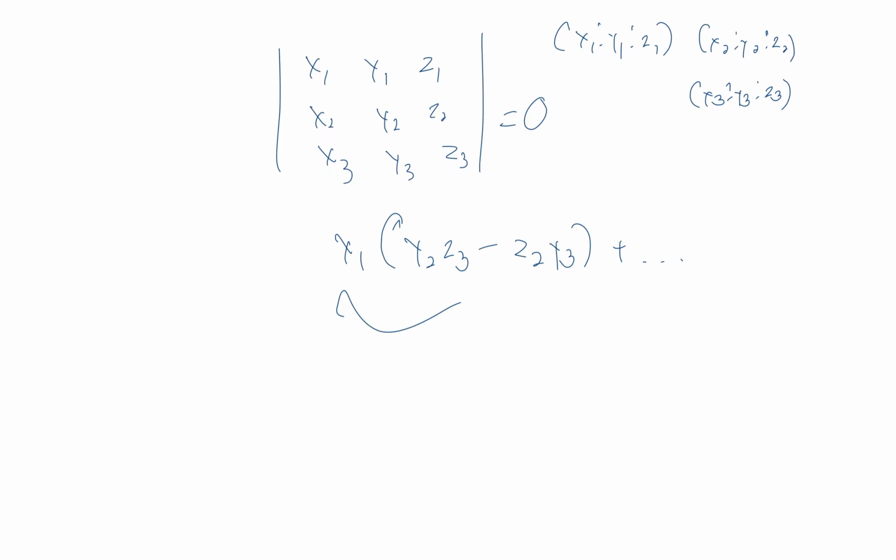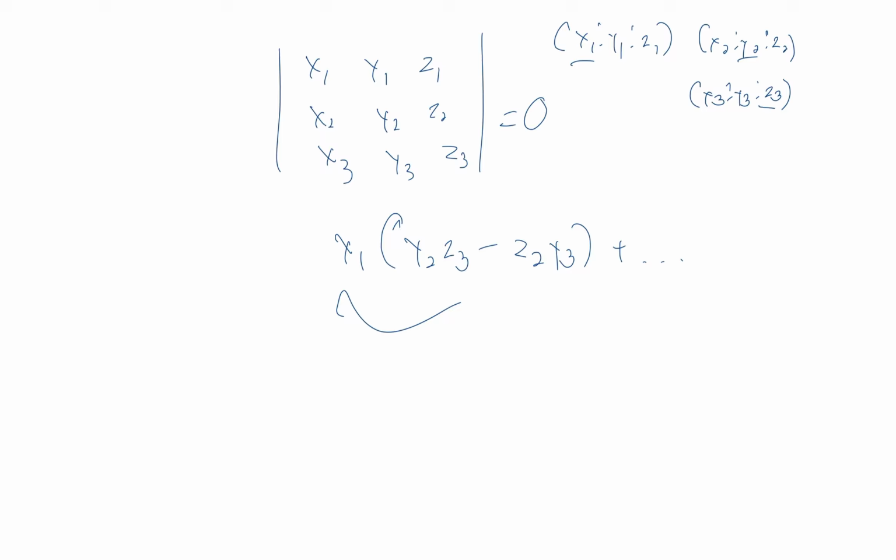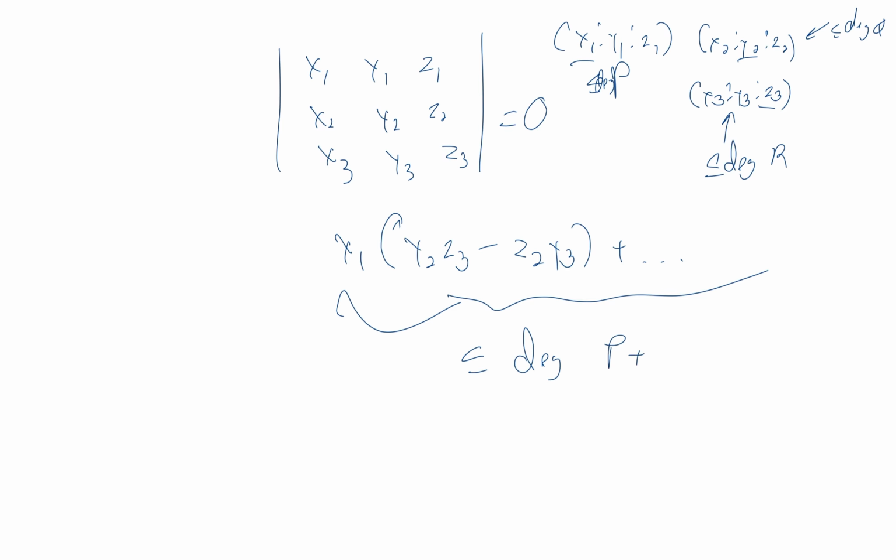And notice that each of these terms here is a product of one from each row. The degree of x1 is bounded by the degree of p. The degree of this one here is bounded by the degree of q. And the degree of this one here is bounded by the degree of r, because those degrees are the maximum. So the degree of this whole thing is clearly bounded by the sum. So basically we've proven, and it's basically identical to the proof, that the degree of the statement that 3 points are collinear is the sum of those degrees.